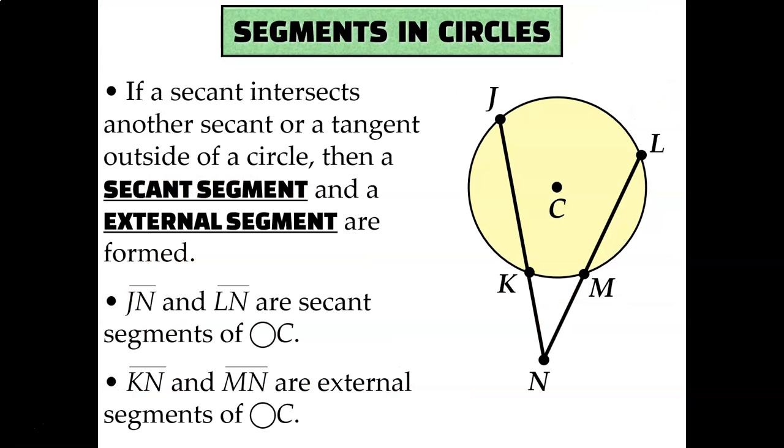Now let's talk about secant segments. Secant segments are a little bit different because when they intersect outside of the circle, they actually create an extra segment called an external segment. So JN and LN are secant segments. They're the entire thing from one point on the circle through another point on the circle to the point of intersection outside of the circle. This whole segment is a secant segment. But the part that's on the outside of the circle, KN or MN, those are called external segments.